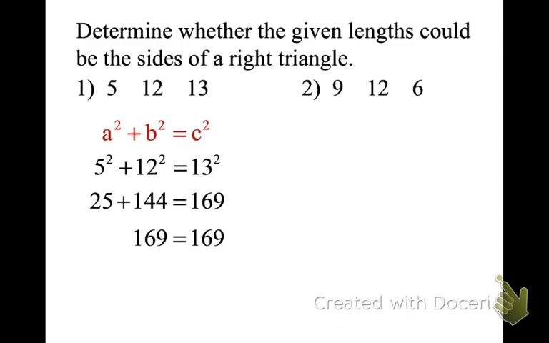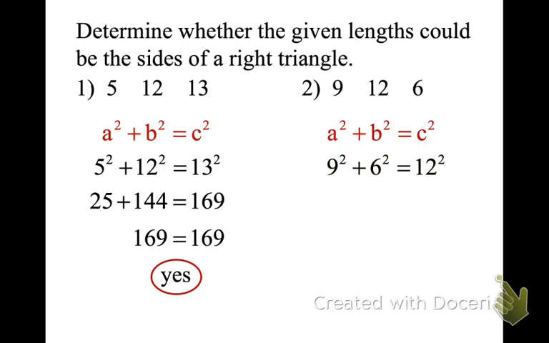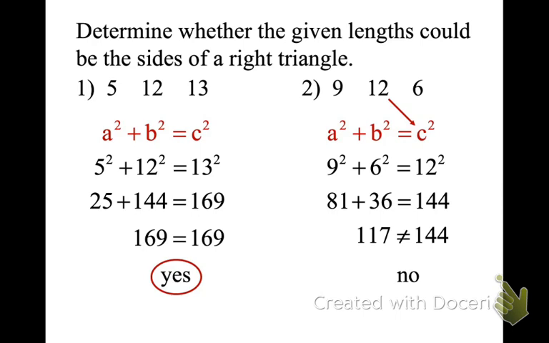Now let's check. When you're doing this, remember, when you've got a squared plus b squared equals c squared, what you have to remember is the biggest side always goes in for the c. So if you just did it in the order they gave it to you, you probably would have gotten this wrong. So 9 squared plus 6 squared equals 12 squared. A and B are interchangeable. 81 and 36 is 117, so they're not equal. So this is not a right triangle. Okay?